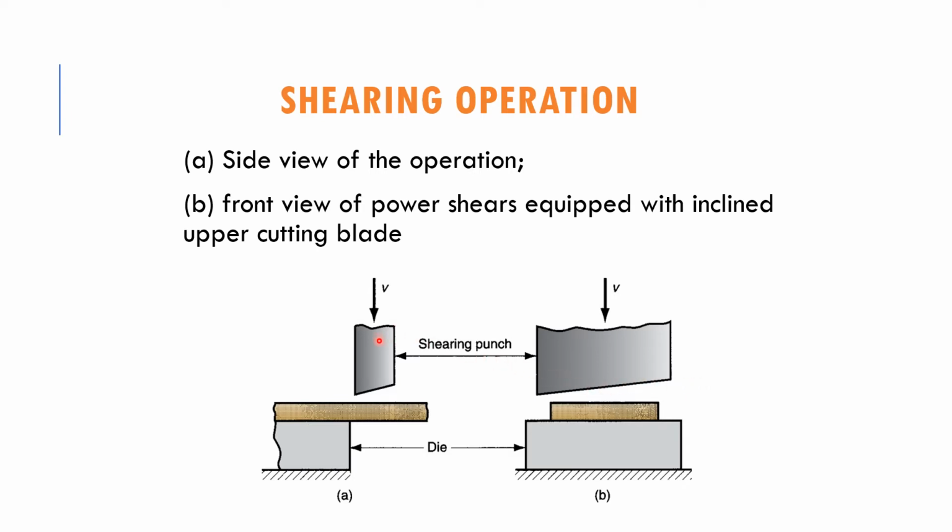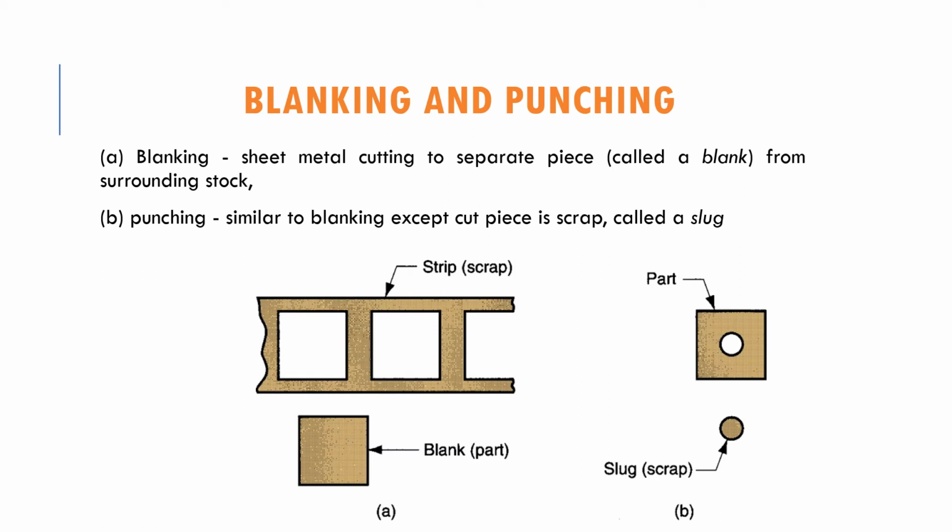You will see that there is a shearing punch with an inclined upper cutting blade. This is the sheet, and when we apply the velocity and also the force on this sheet metal, it will cut away the sheet here. This is how the shearing operation takes place. Blanking and punching processes are quite the same, but the difference is that in blanking we are removing a part from the sheet.